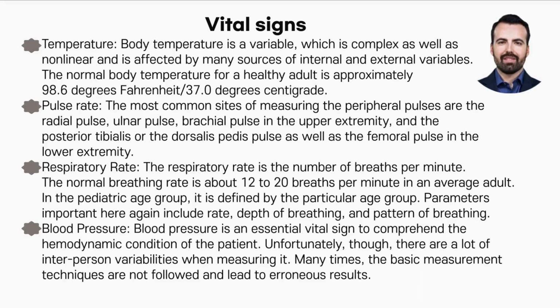Respiratory rate. The respiratory rate is the number of breaths per minute. The normal breathing rate is about 12 to 20 breaths per minute in an average adult. In the pediatric age group, it is defined by the particular age group. Parameters important here again include rate, depth of breathing, and pattern of breathing. Blood pressure. Blood pressure is an essential vital sign to comprehend the hemodynamic condition of the patient. Unfortunately, though, there is a lot of inter-person variability when measuring it. Many times, the basic measurement techniques are not followed and lead to erroneous results.